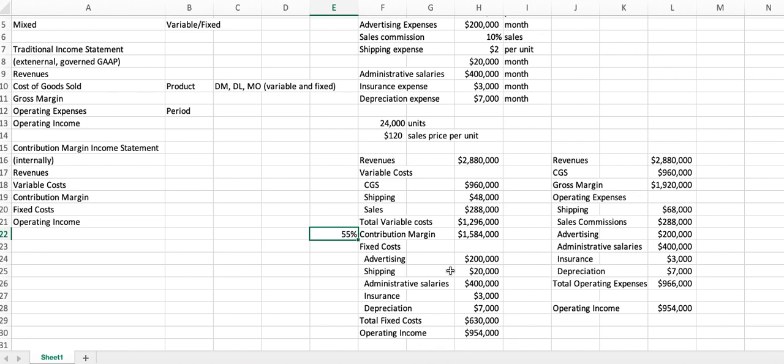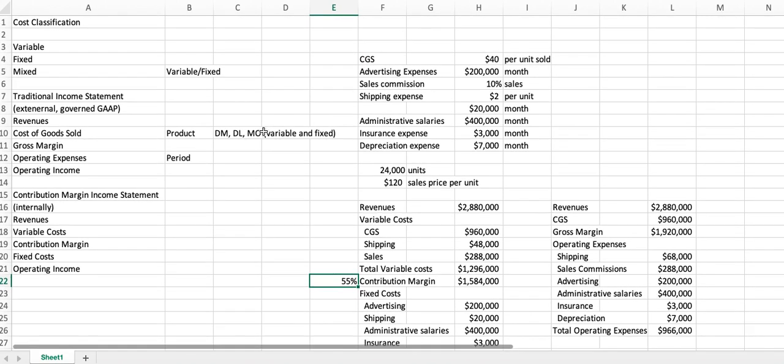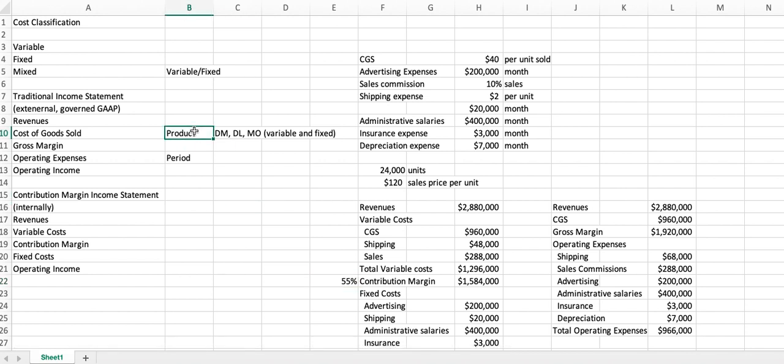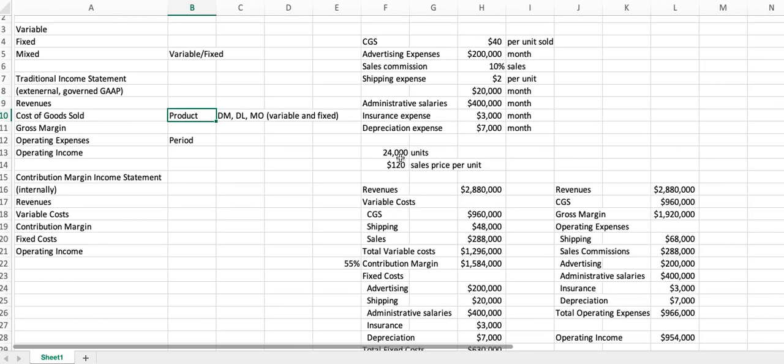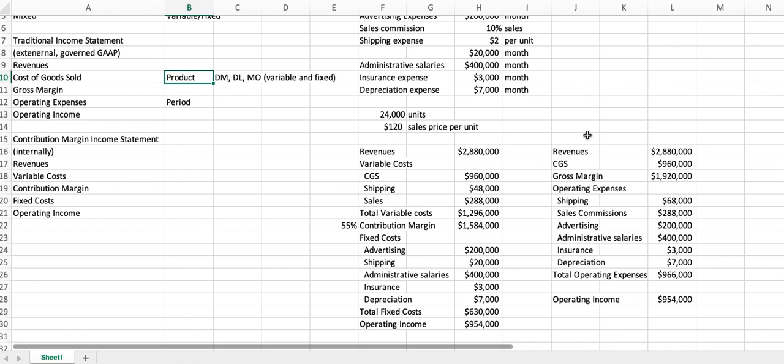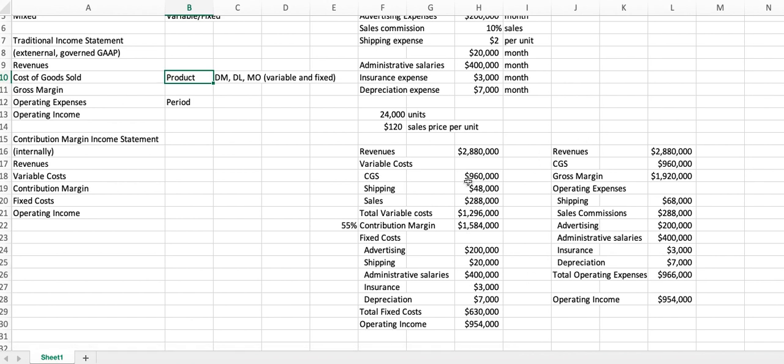And later on, we'll talk more about how sometimes these can be different depending on the type of costing method we're using back up here in our product cost. But we'll get into more of that later. For now, I just want you to be comfortable with the variable and fixed cost, and I want you to be comfortable with the different types of income statements that we use, the traditional and the contribution margin.